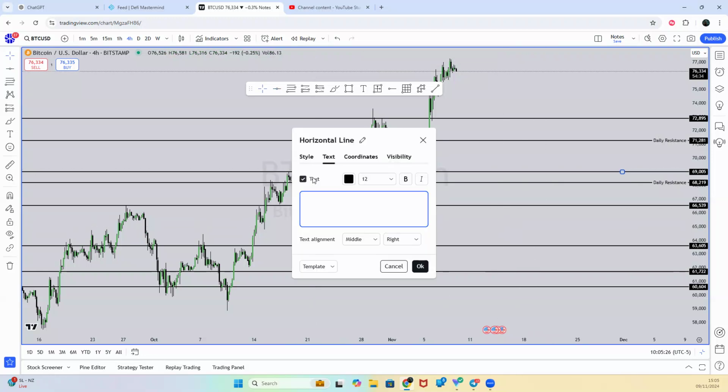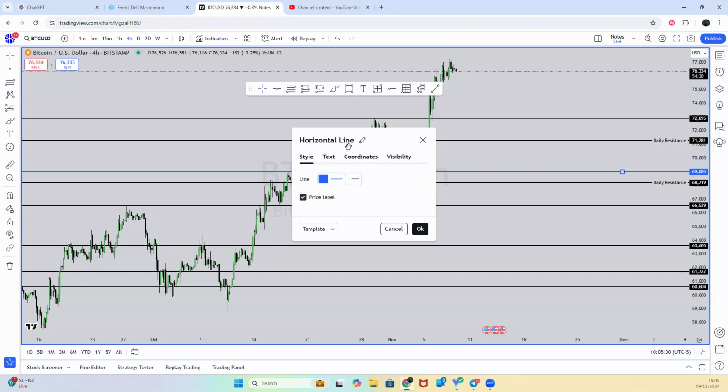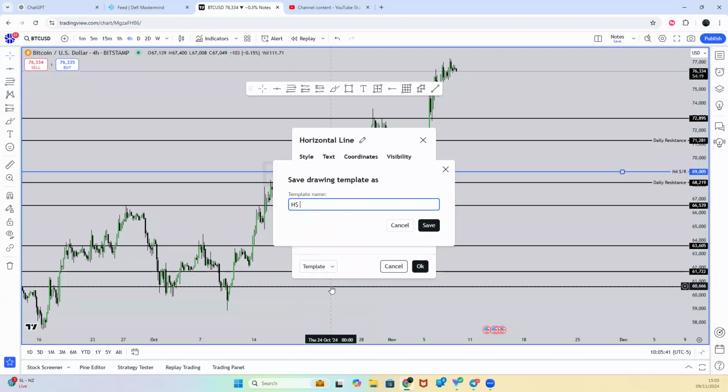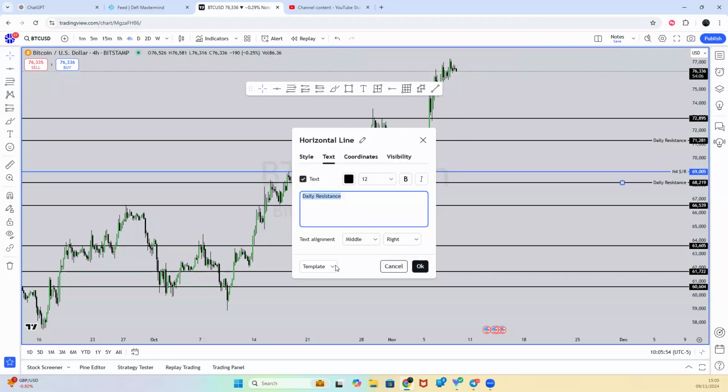And again, I'd probably want to change the color just so that I know what I'm looking at. I'll maybe change to a different color. So we could call this H4 SR and save that as a template. H4. I can't remember where the other one was. Is it this? I think it was.